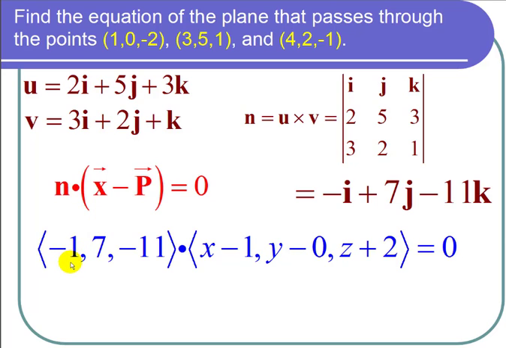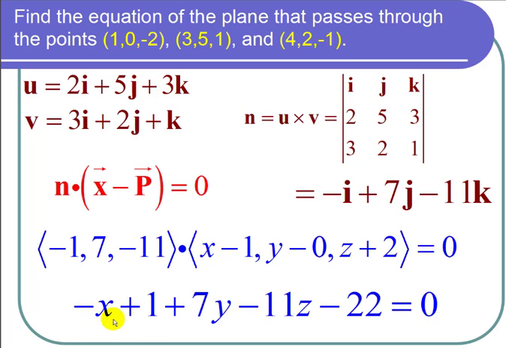What I get is n, which is (-1, 7, -11), dotted with (x minus 1, y minus 0, z minus negative 2, or z plus 2), is equal to 0. So I take the dot product, and I get negative 1 times x minus 1, which is negative x plus 1, plus 7 times y minus 0, which is just 7y, and then plus negative 11 times z plus 2, which is negative 11z minus 22, and that's equal to 0.